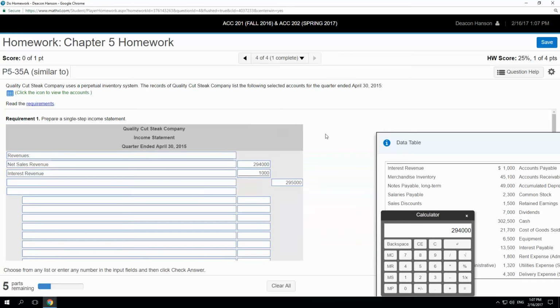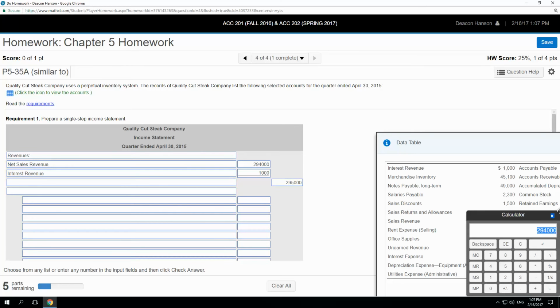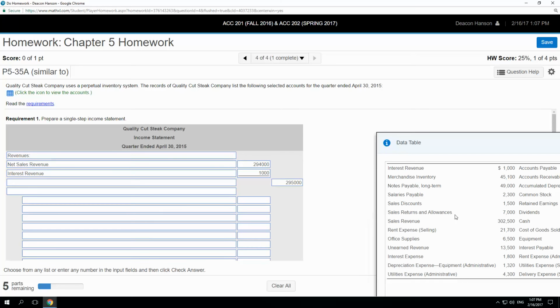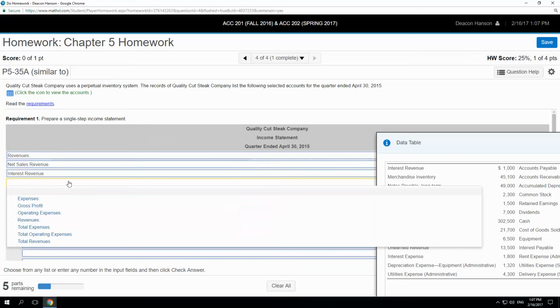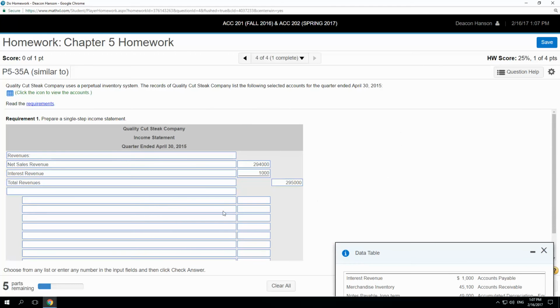Remember, the reason it's called net sales revenue is because it's net of the sales returns and allowances and the sales discounts. So I took the total revenue of 302,500 and I subtracted 7,000 and 1,500. Okay, that's how I got the 294,000. Okay? So this is going to be called my total revenues. Okay, and this is what we call a single-step income statement.